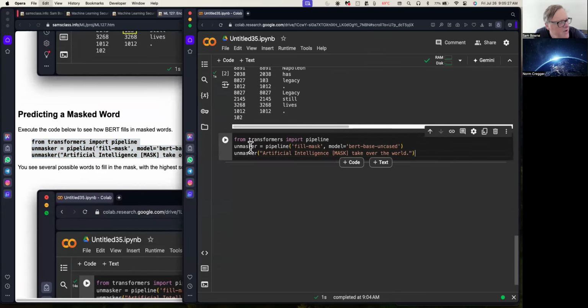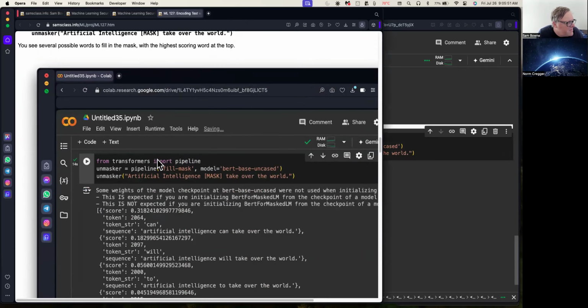So here's an example of a sentence. Artificial intelligence mask take over the world. It's going to predict that missing word using the pre-trained BERT model, which is a base BERT model for, I think, uncased text. That's taking a little while. I'm just going to skip to the answer here.